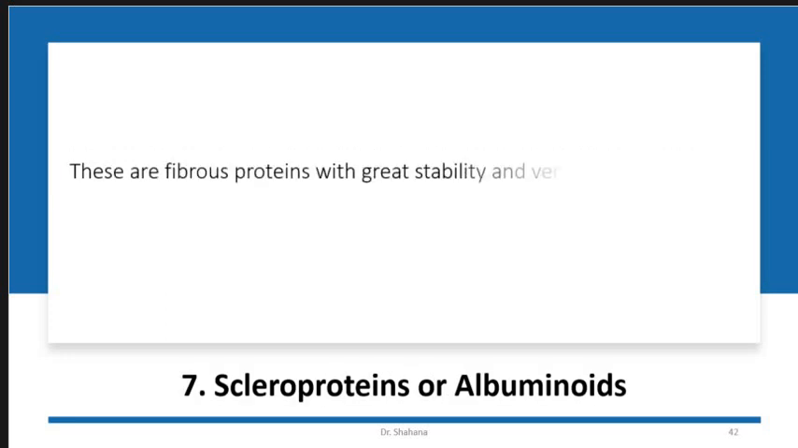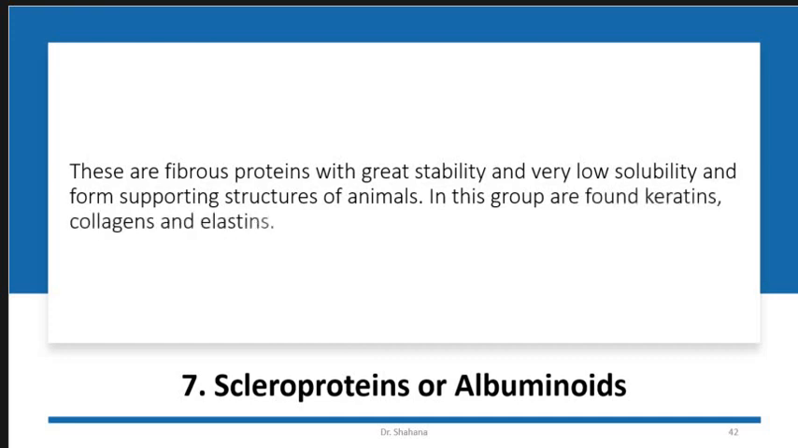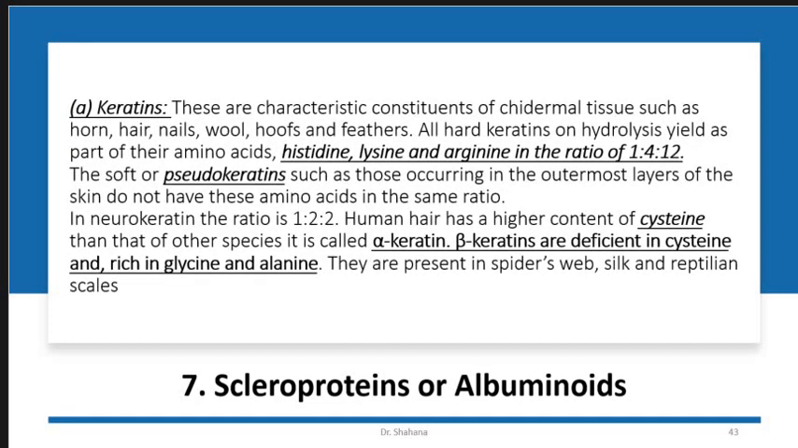Another type of protein is a fibrous protein, which is called the Scleroproteins or Albuminoids. Means ये fibrous भी है और simple proteins भी है. So these are those fibrous proteins which have a great stability and very low solubility. They are for the supporting purpose. They are found in the keratins, collagen, and elastins, Scleroproteins or Albuminoids. Then they are further classified on the basis of types.